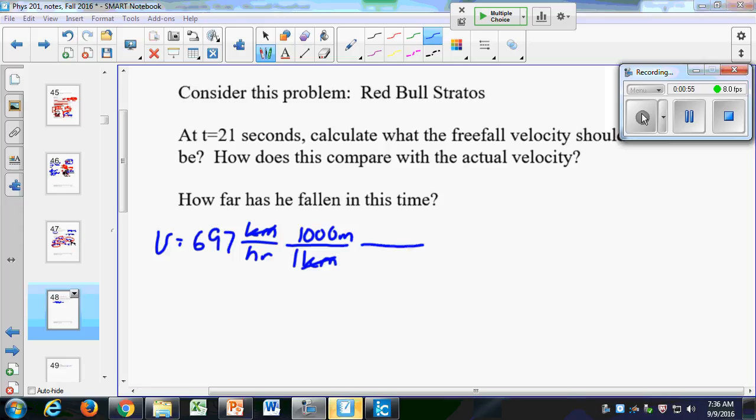And then in 1 hour, I put that in the numerator so that that cancels. 60 seconds in a minute, 60 minutes in an hour, 60 times 60, that's 3,600. So in 1 hour, there are 3,600 seconds, and then that's equal to 194 meters per second.